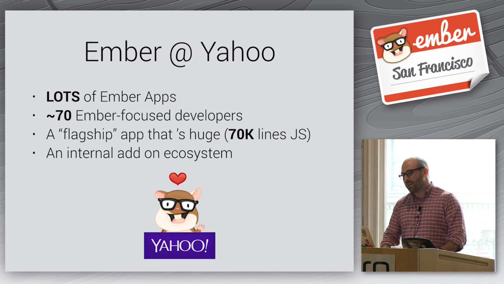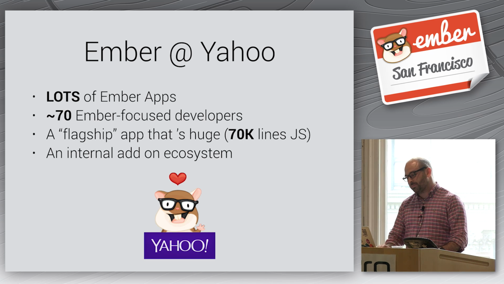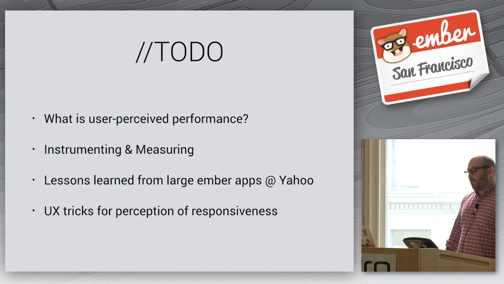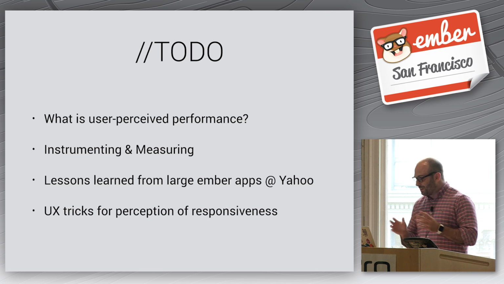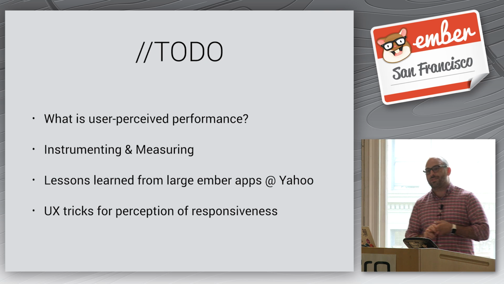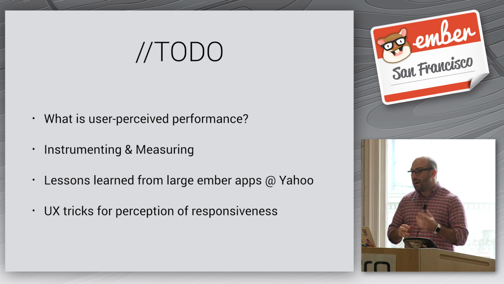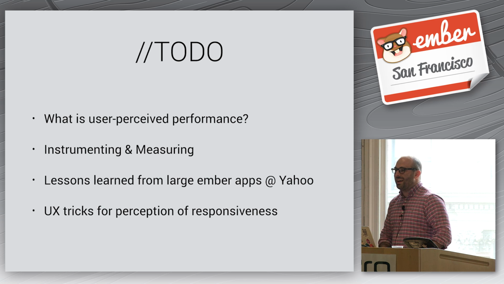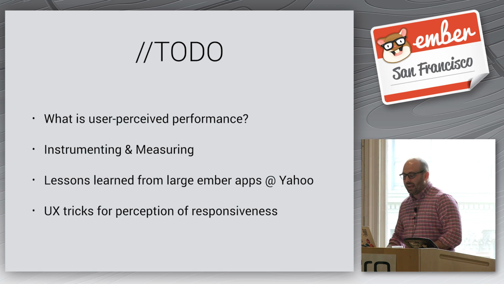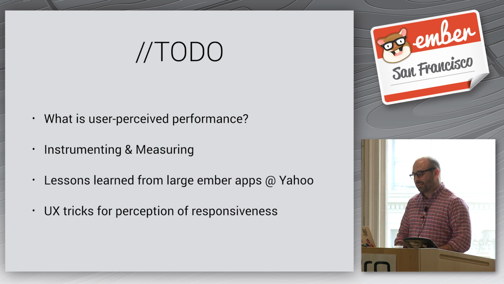as I said, I'm talking about user-perceived performance. So first, I'm going to go over what is user-perceived performance? Why am I calling it user-perceived and not just performance? There are a lot of performance talks out there. We're going to go over a little bit of how to instrument your code, how to measure performance. Then I'll dive into some lessons, some pitfalls we've hit at Yahoo with our Ember apps, and try to share some of our learnings there.